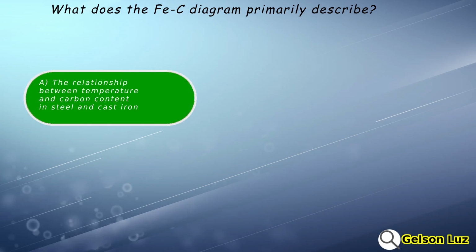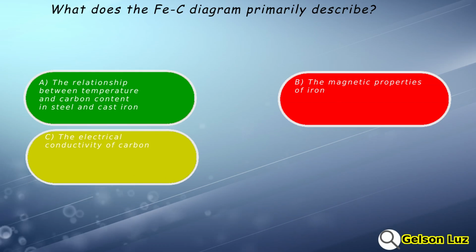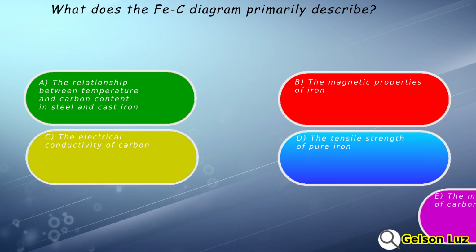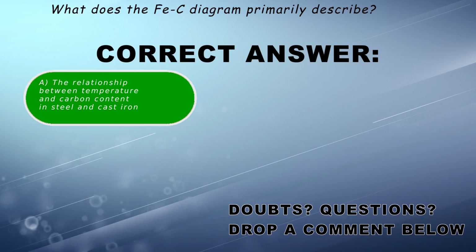2. What does the Fe-C diagram primarily describe? A. The relationship between temperature and carbon content in steel and cast iron. B. The magnetic properties of iron. C. The electrical conductivity of carbon. D. The tensile strength of pure iron. E. The melting point of carbon. The correct answer is A. The relationship between temperature and carbon content in steel and cast iron.